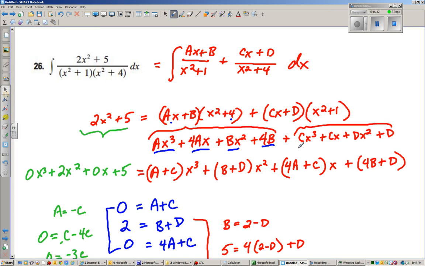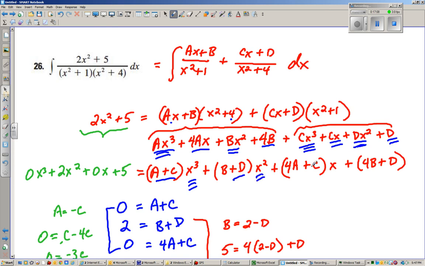And then I'm doing it all over again, the cx cubed, the outsides, the insides, and the lasts, right? And then what am I doing? Well, I'm saying, there's some x cubes here, there's an ax cubed, and there's a cx cubed, so I'm going to pull the a plus c together and make my total number of x cubed. And then my squareds, well, I got a bx squared and a dx squared, so b plus d is the number of x squareds that I have.